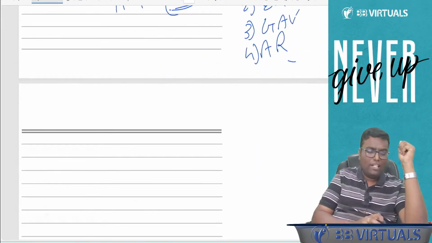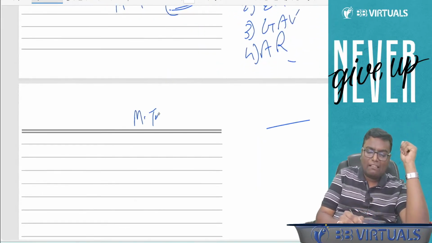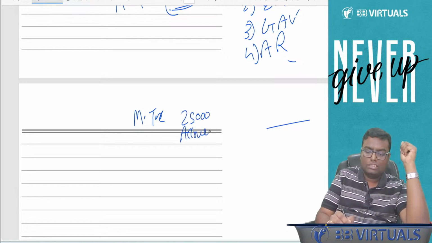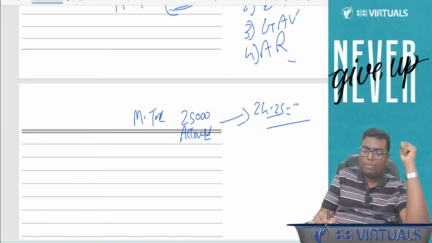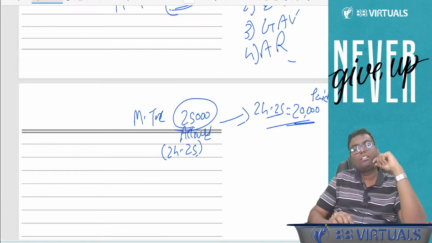Okay. What if I tell you that your municipal tax accrued during the year is 25,000? However, during the year 24-25, you paid only 20,000. So for the year 24-25, accrued is 25,000, paid is only 20,000. Tell me, how much deduction will I get while computing income from house property?